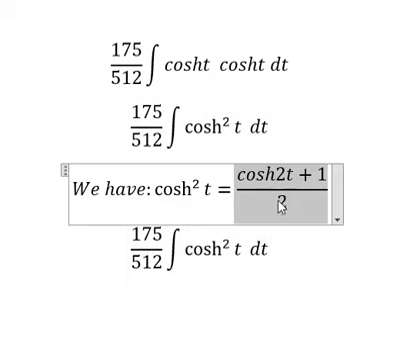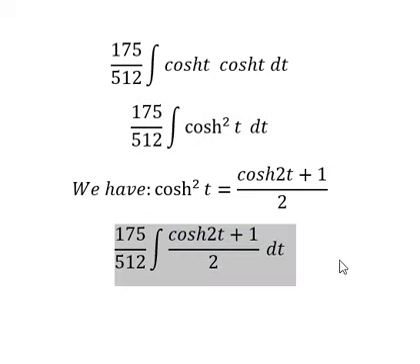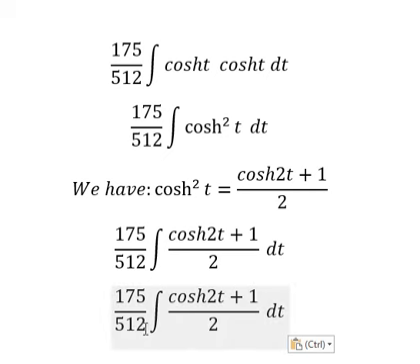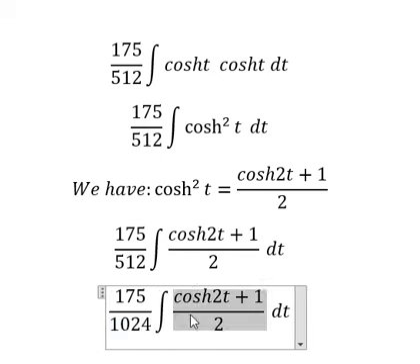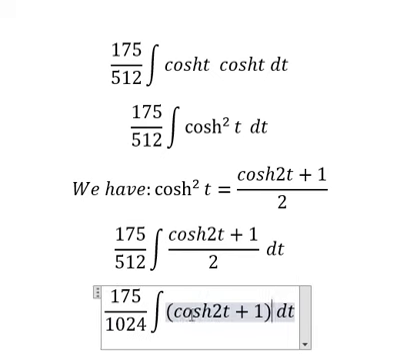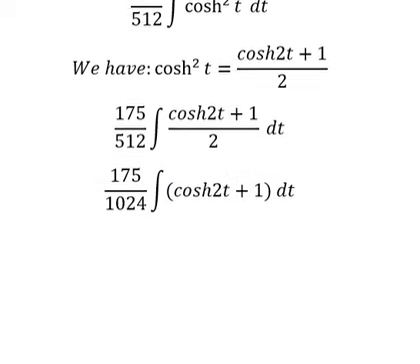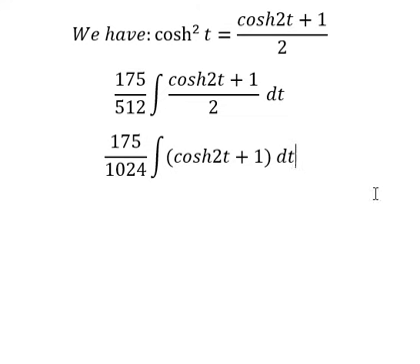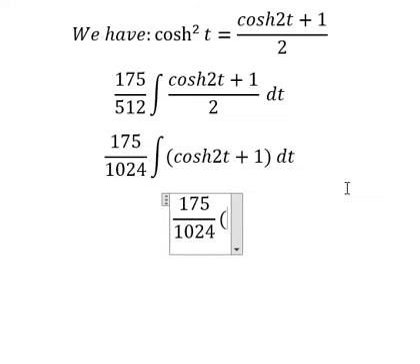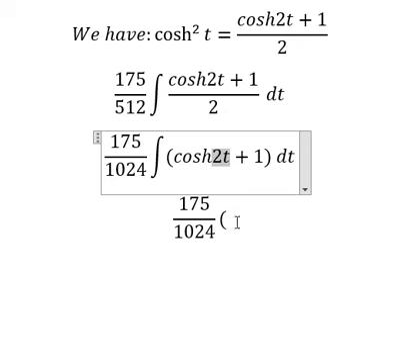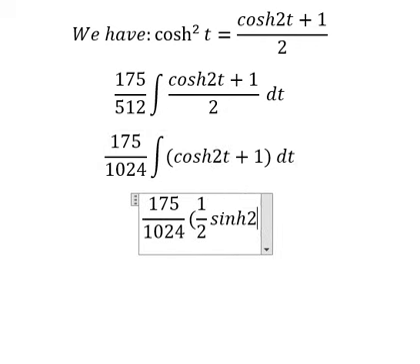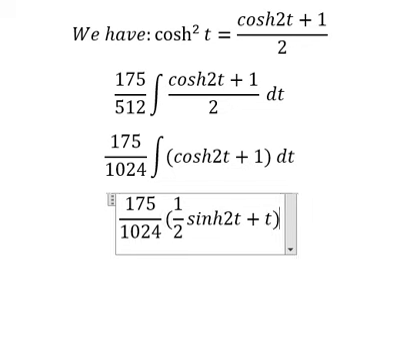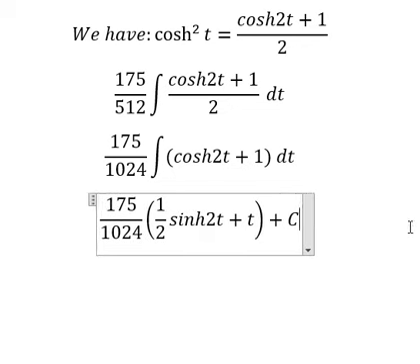So I will put this one gone here. The number 2 I will put outside, and we have 1024. And now we have the final answer. The integration of cos 2t, we have 1 over 2 sin 2t. The number 1, that is t, and I will put c.